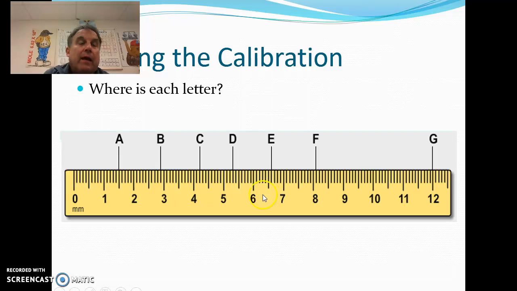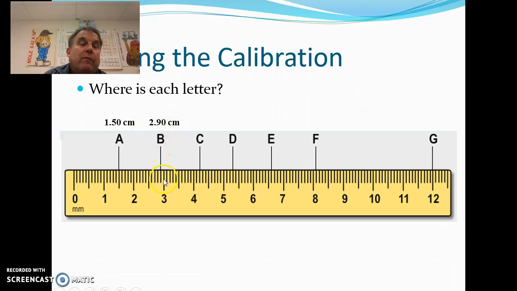All right. Now, where is each letter compared to the 0 point? How far is it from 0 to A? Now, how many of you would have put just 1.5 instead of 1.50? And looking at it, I might even put 1.49. And either one of those would be correct, but just 1.5 wouldn't have the proper estimation on it.